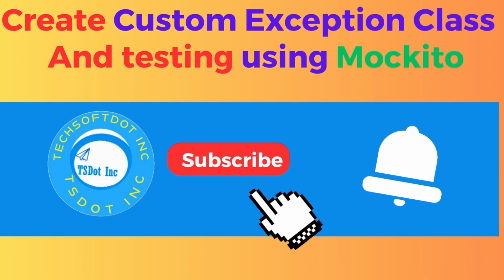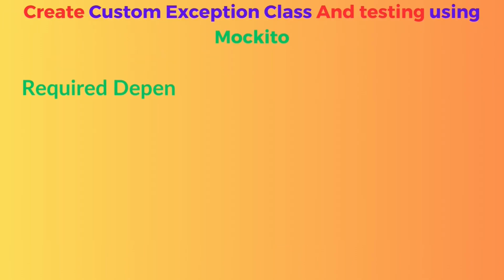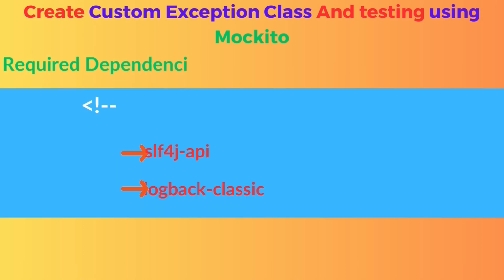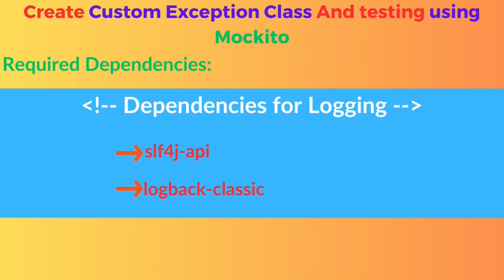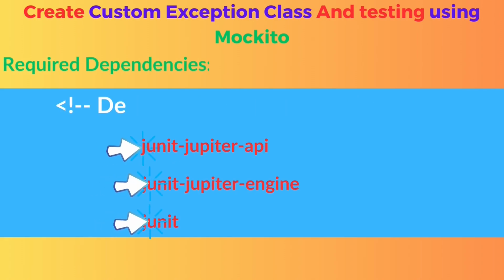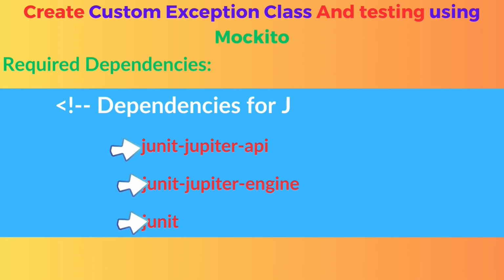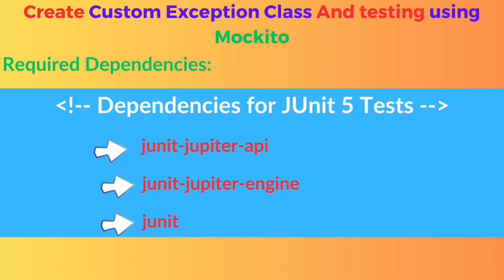Now let's get started. Now we will include the required dependencies needed for this project. We need the SLF4J API and the powerful Logback logging framework, and also we need JUnit Jupyter API, JUnit Jupyter Engine, and JUnit. Make sure to use the latest version.